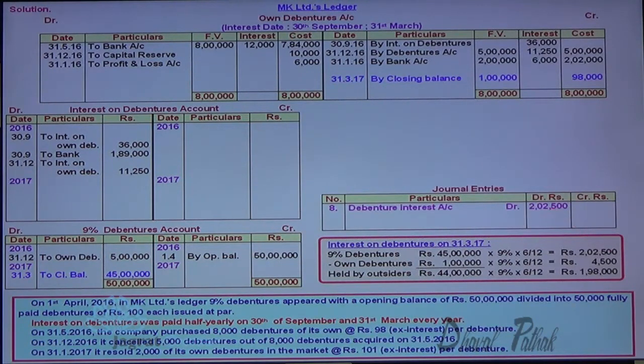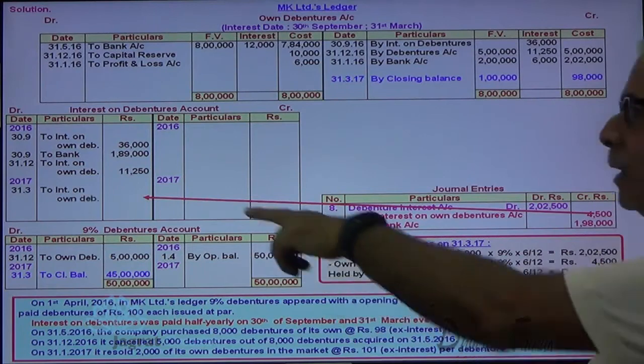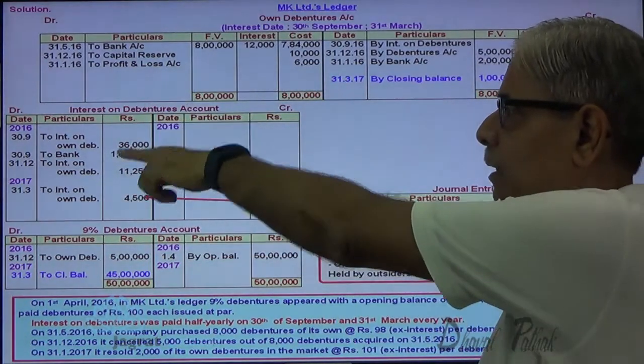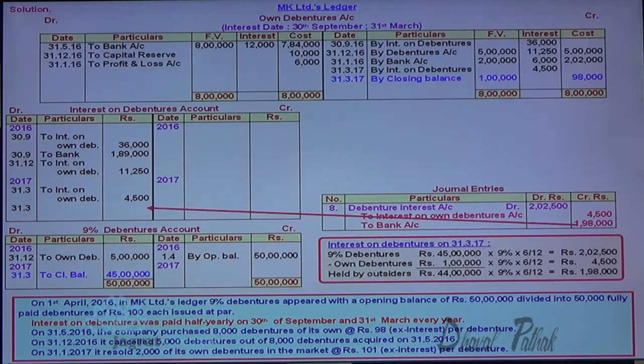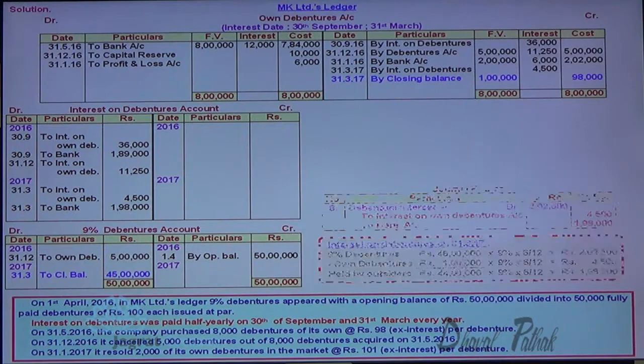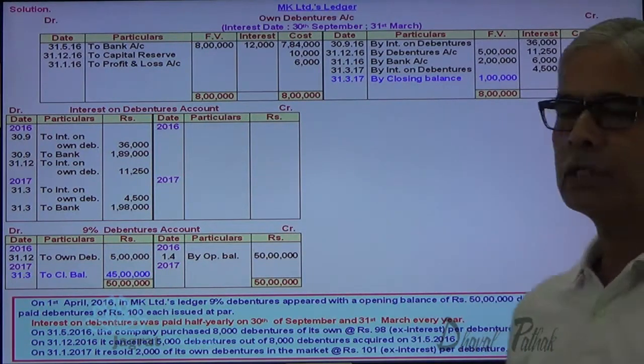So debenture interest account debit, interest on own debenture income account credit, bank account credit. So here, debenture interest account debit to interest on own debenture account credit, debenture interest account debit to bank account credit. This is how interest payment entries will be recorded.